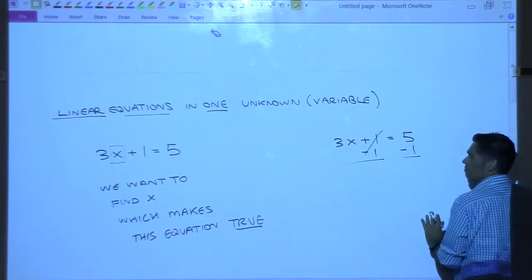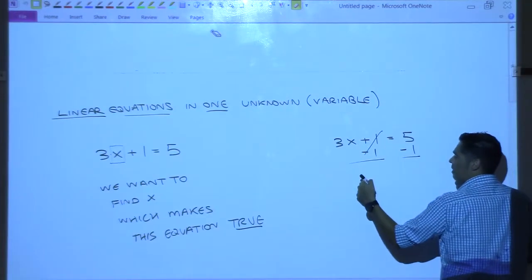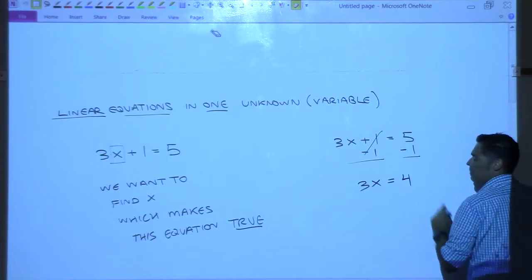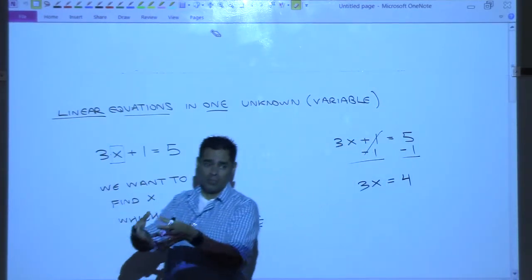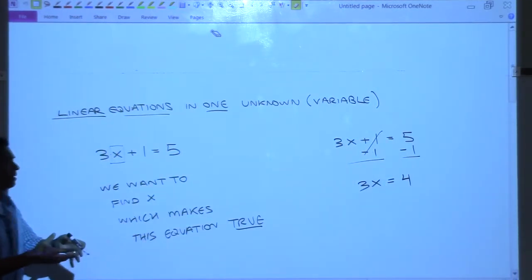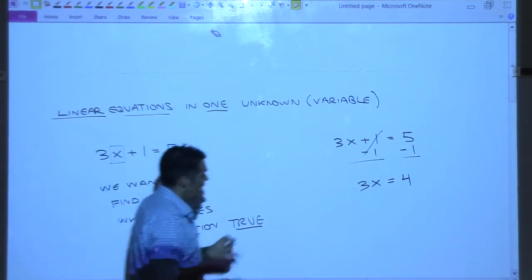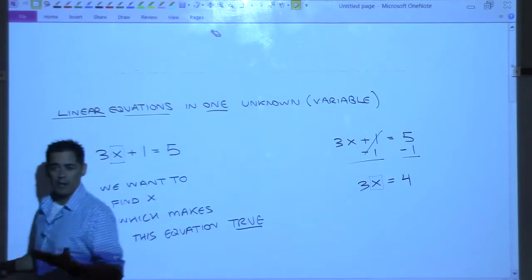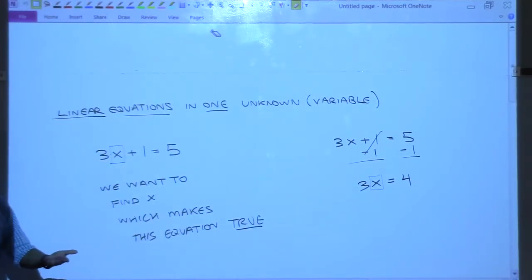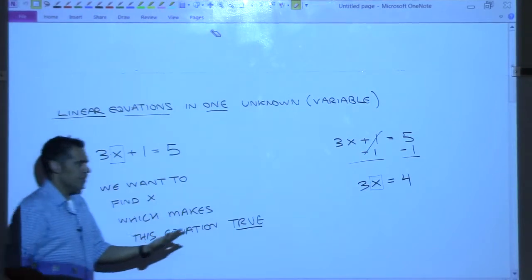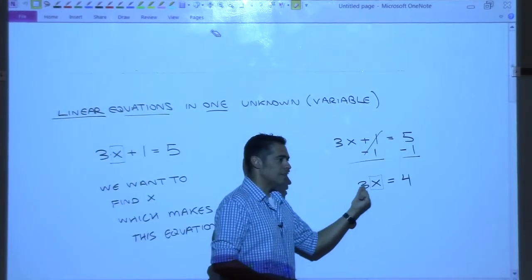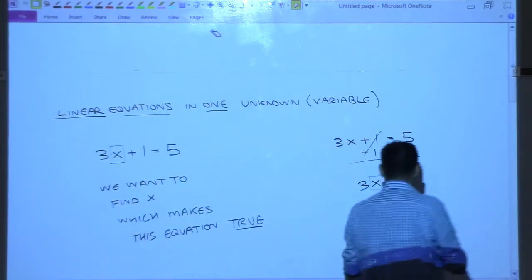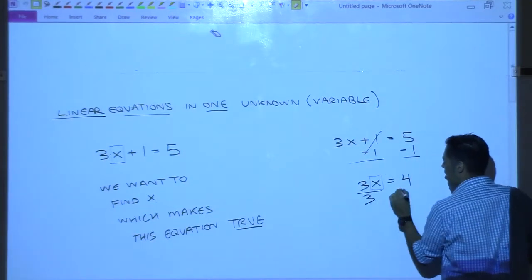When these cancel out like that, what am I left with over here? 3x equals 5 minus 1 is 4, right? So now we are closer to having x by itself. The next step is to actually isolate the x from the 3. So how can you get rid of the 3 there? Why divide? Because it's being multiplied, right? This is 3 times x, so to undo the multiplication, we divide. So we'll divide both sides by 3.